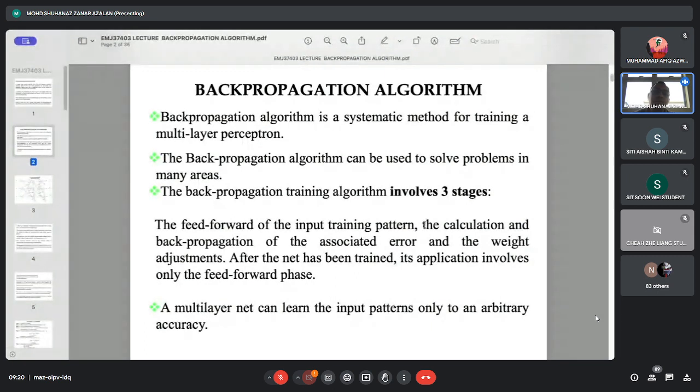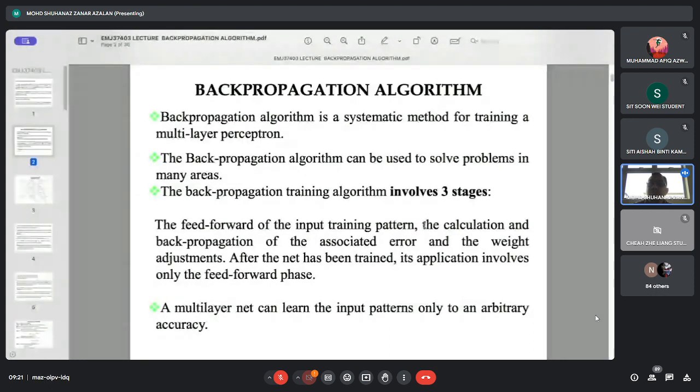So feed-forward means we put the data into the input, and then we update the weightage, and then the data will come out at the output, and then we compare it to the target, and then we can find the accuracy of the model. Okay, and this algorithm can also be applied to a multi-layer net, not only a single layer.